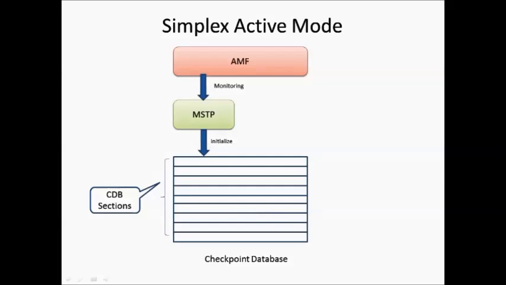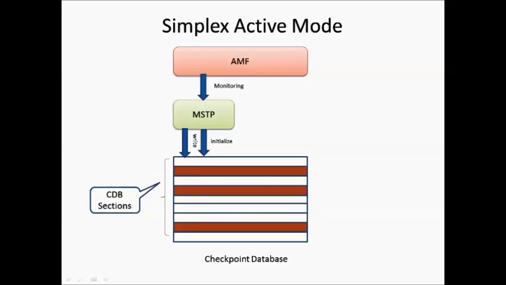So you have an AMF which monitors. I've taken the example of MSTP. Also you have a checkpoint database where the information pertaining to the MSTP would be stored. So this is the snapshot before the failure. MSTP is running. AMF is monitoring MSTP. It has initialized the CDB section. So there have been state changes in MSTP and the checkpoint has been written onto the checkpoint database.